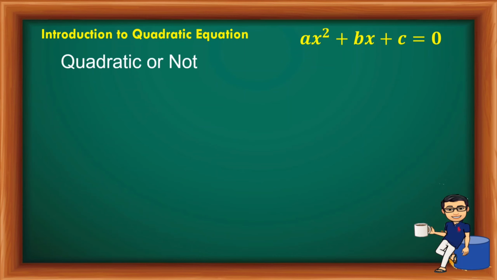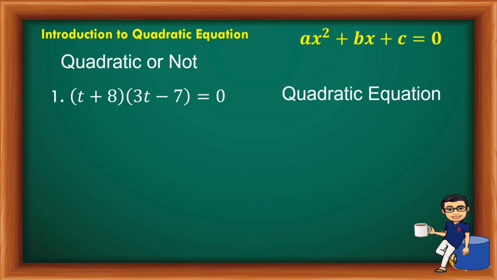Okay, ito. Quadratic or not. So, identify natin whether quadratic or not ang given equation. So we have that. Quantity t plus a times the quantity 3t minus 7 equal to 0. So kung ang sagot nyo ay quadratic equation yan, tama kayo. Pinaka-shortcut, yung may variable na lang i-check nyo. T times 3t, that's 3t squared. So dahil ang highest exponent ay may 2 na, so yun yung magiging sagot.